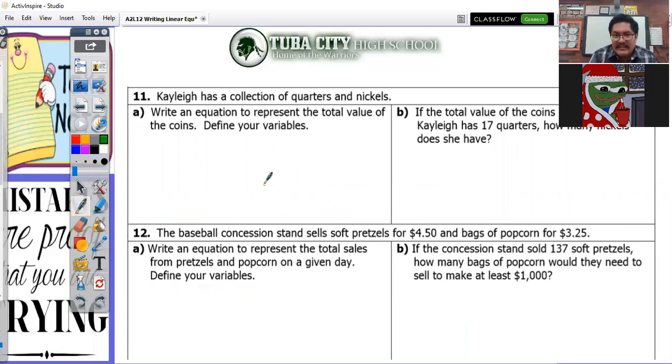All right, so concession stand. The baseball concession stand sells soft pretzels for $4.50 and bags of popcorn for $3.25.